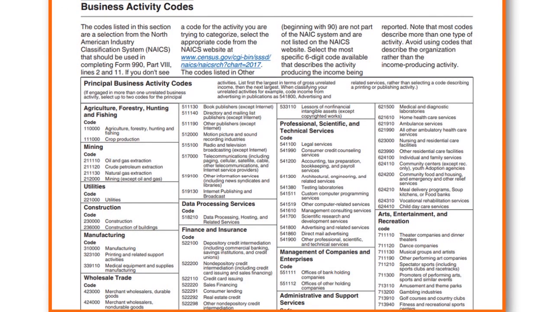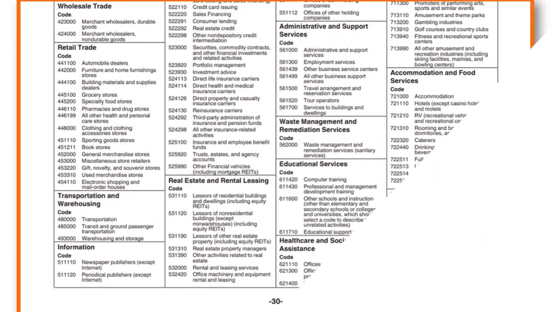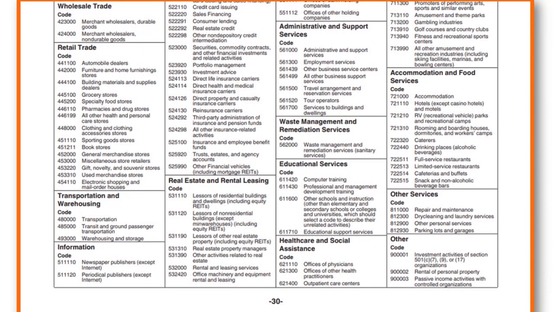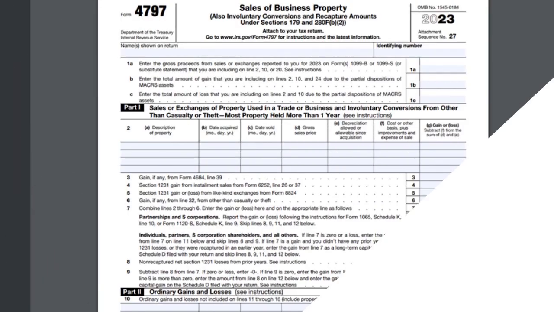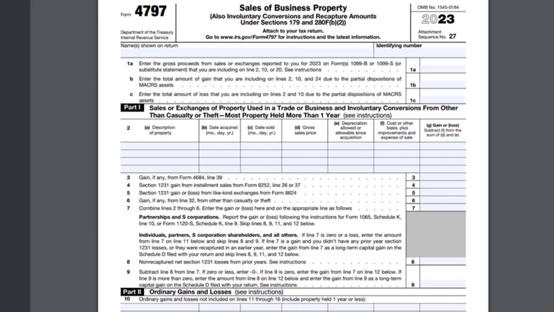I want to show you real quick the business activity code. That's in the next screenshot. This is where you find the number to put on Form 1120S. If you go back to Form 1120S, you will see that they ask you for your business activity code, and you have to find the right number for your corporation. This is the second screenshot for business activity codes. I'm also showing you Form 1125-A, cost of goods sold, and another form here, 4797, sales of business property.